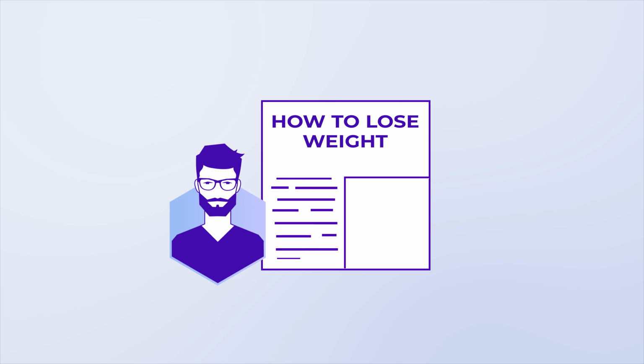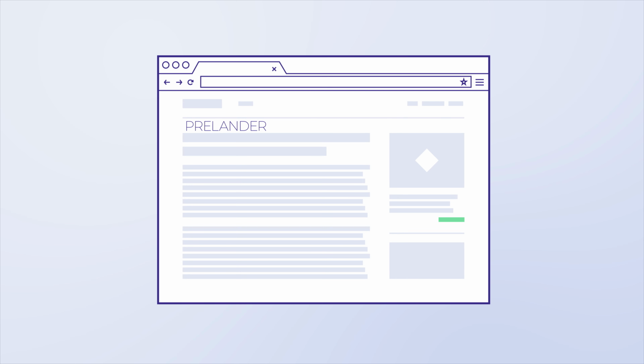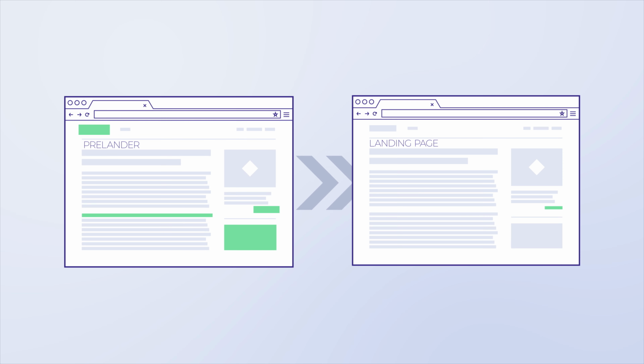How does it work? A visitor clicks on your ad and is taken to the landing page that you set up as your pre-lander in Voluum. Pre-lander has links to your other landing pages. Finally, the landing page is linked to the offer.